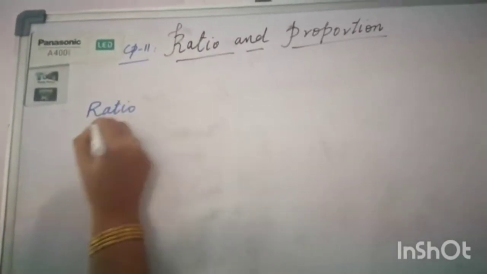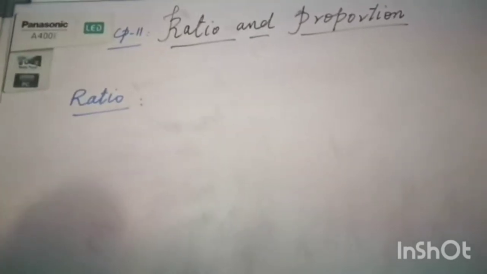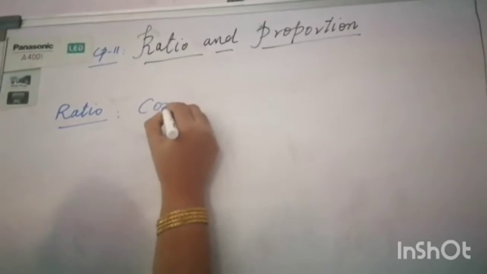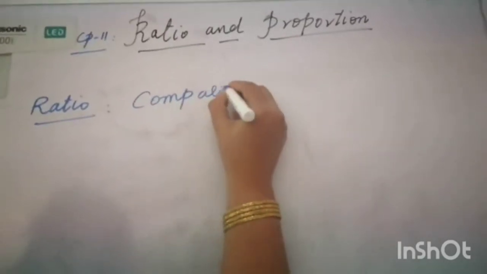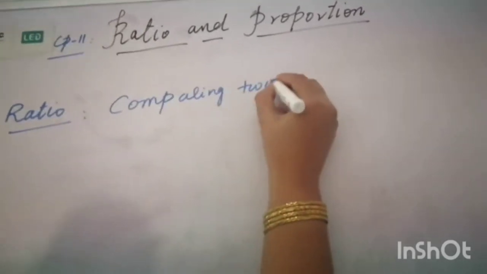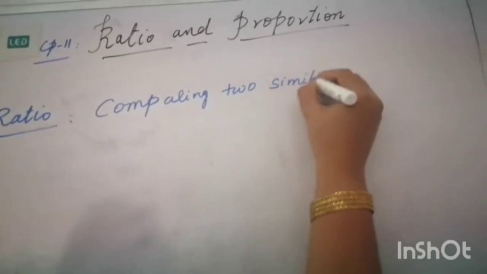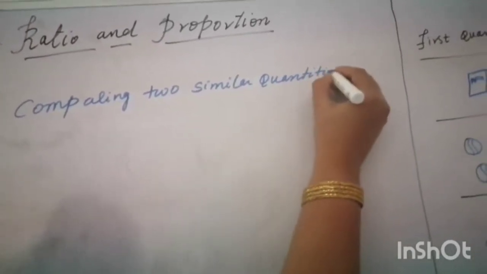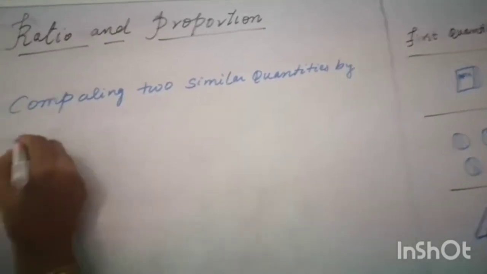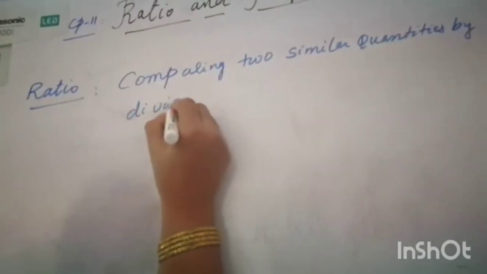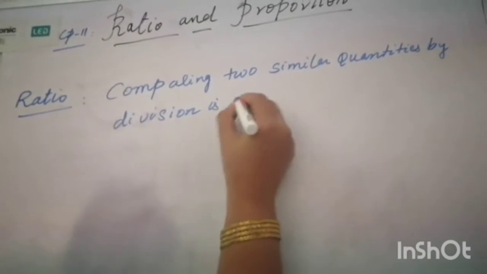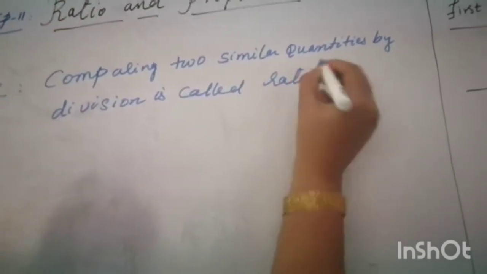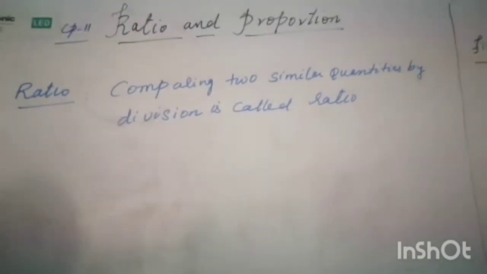Ratio is nothing but, first try to understand what is ratio. Comparing two similar quantities by division is called ratio. What is comparing two similar quantities?